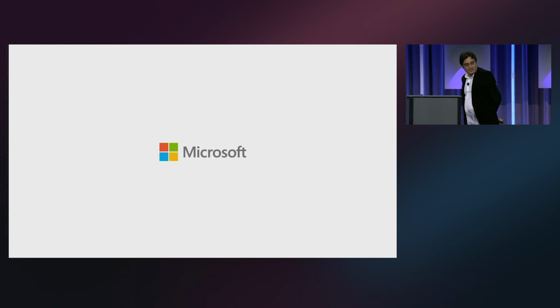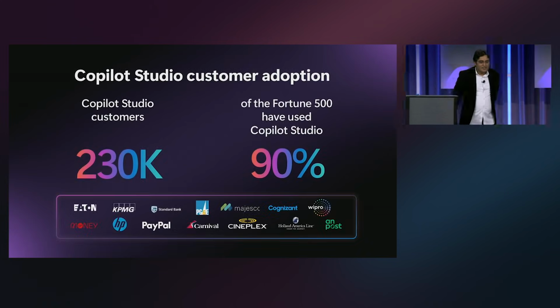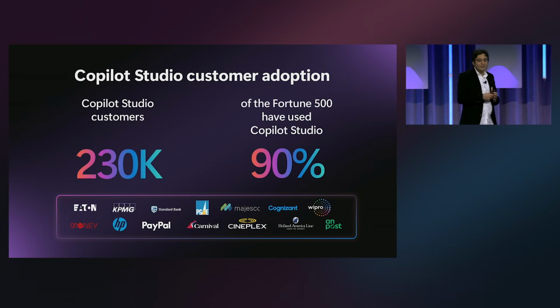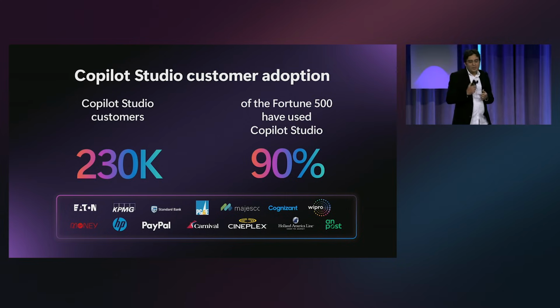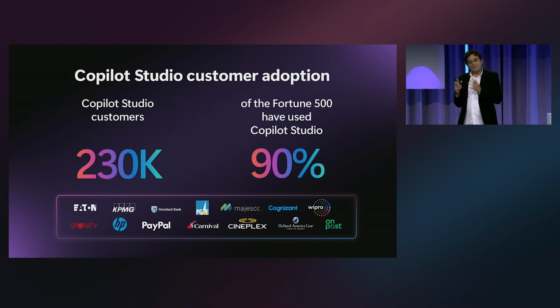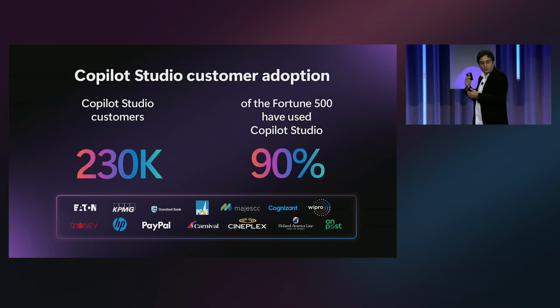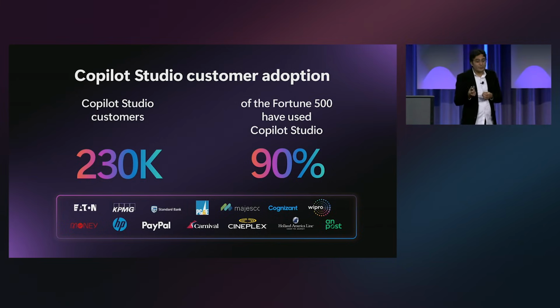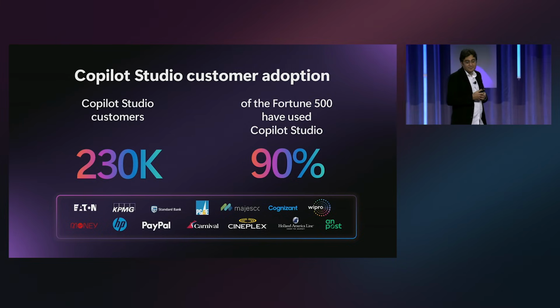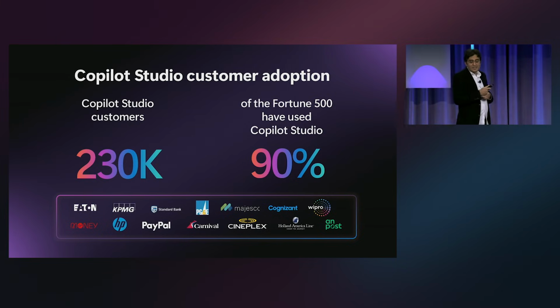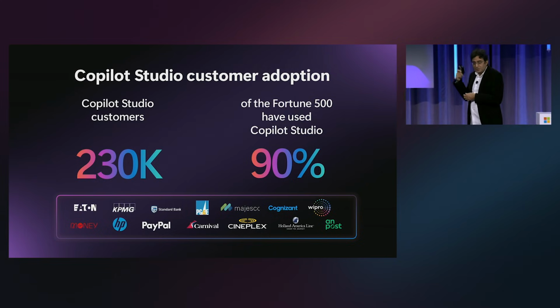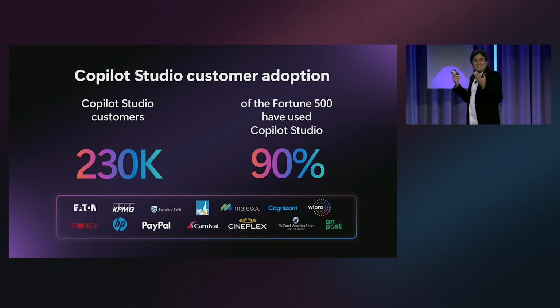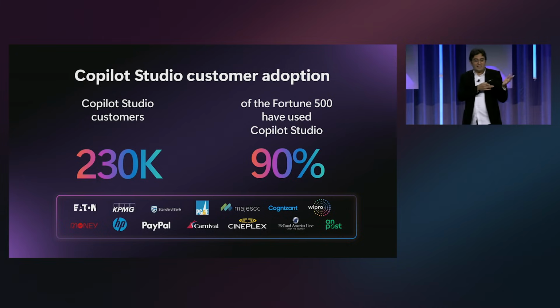Great. So now let's talk about how customers are actually using Copilot Studio in practice. More than 230,000 companies have used Copilot Studio to build agents, with 90% of the Fortune 500 building agents with Copilot Studio today. Virgin Atlantic is building agents to help customers with their flights. PwC is building agents to manage lead generation. The NHS has agents helping with insurance claims and more.